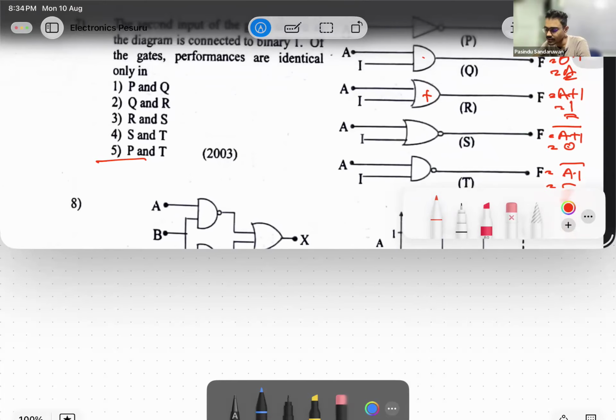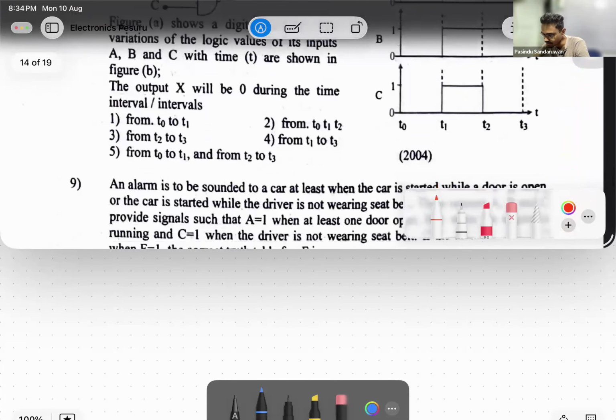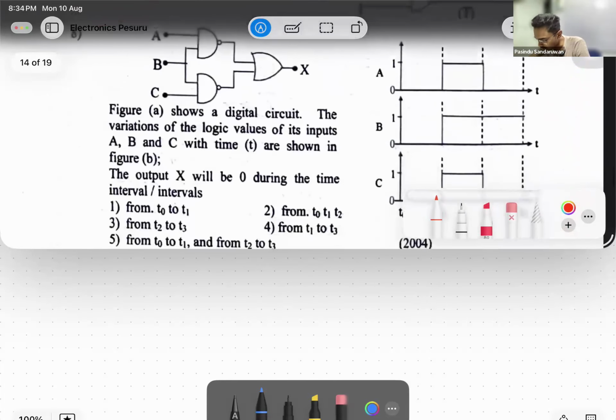5. Right, there is P and T. 8. In the second answer, it should be from T0, T1 to T2. The second answer should be corrected as T1 to T2.